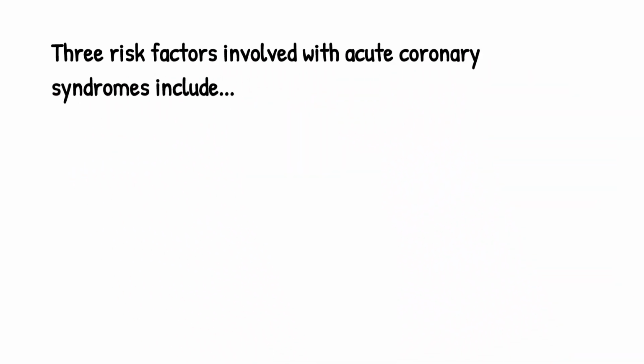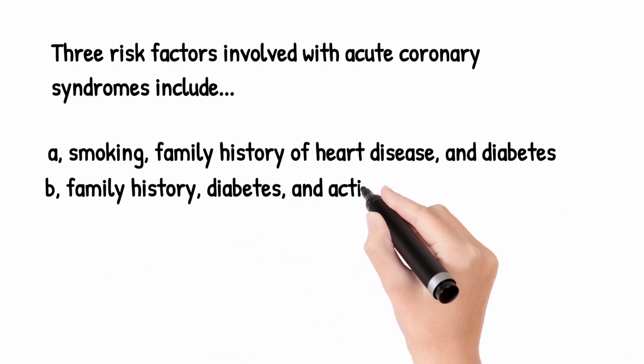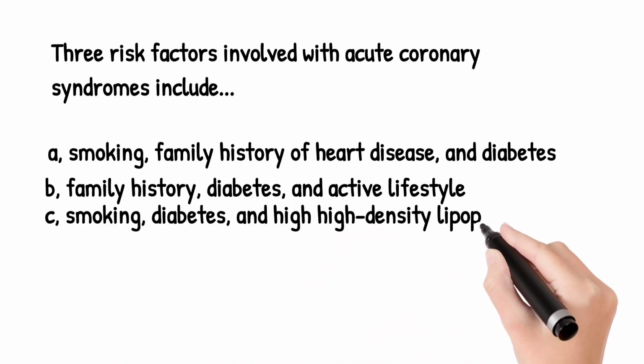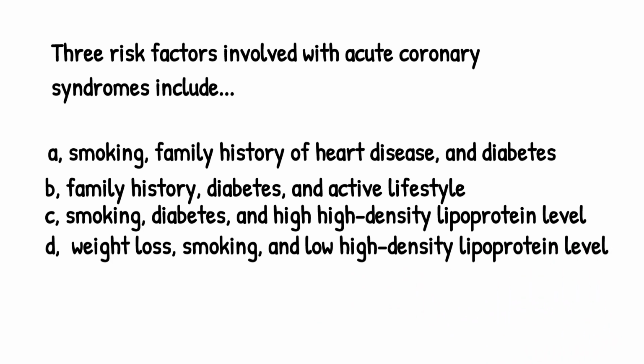Three risk factors involved in acute coronary syndrome include Option A. Smoking, family history of disease and diabetes. Option B. Family history, diabetes and active lifestyle. Option C. Smoking, diabetes and high density lipoprotein level. Option D. Weight loss, smoking and low high density lipoprotein level.